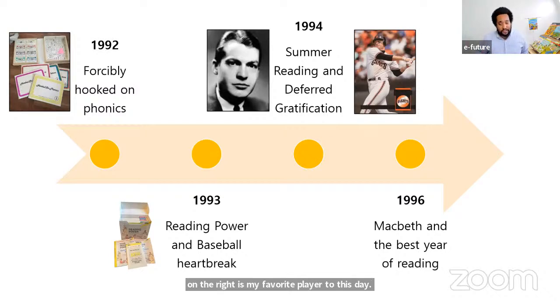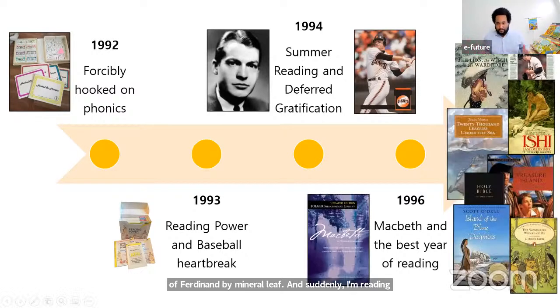Now, jump 2 years to 1996, and I go from reading simple children's books like The Story of Ferdinand by Monroe Leaf, and suddenly I'm reading everything. And this is why that one home run was so important, because it led me to find all of these other books and resources to find books.